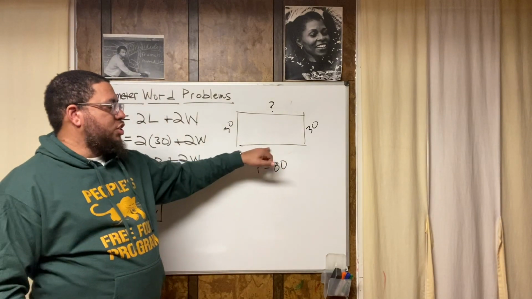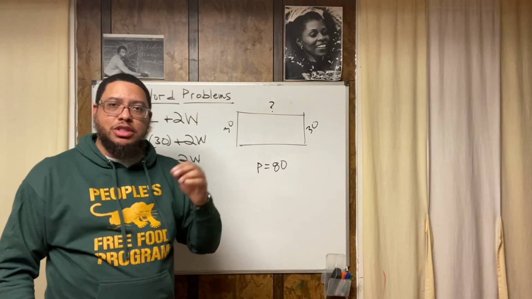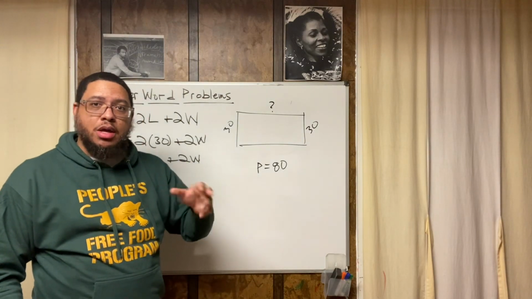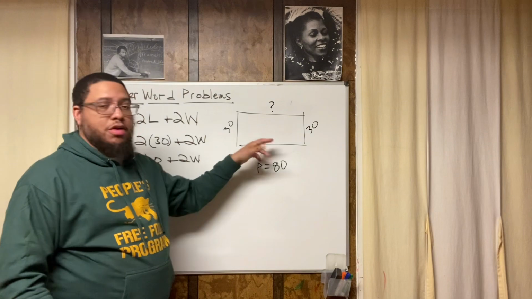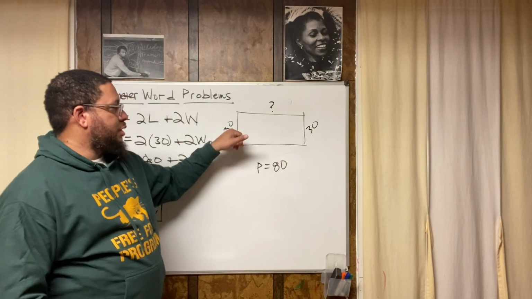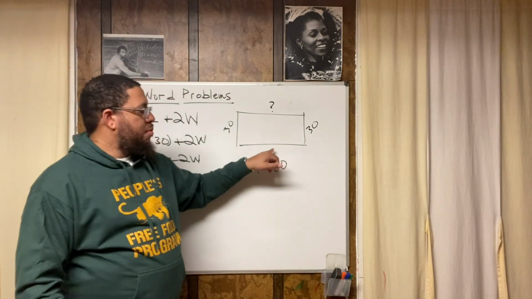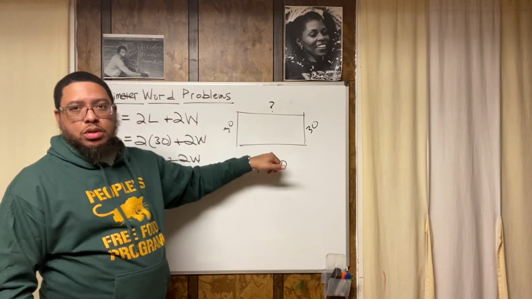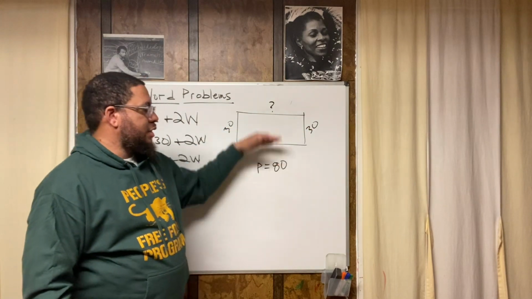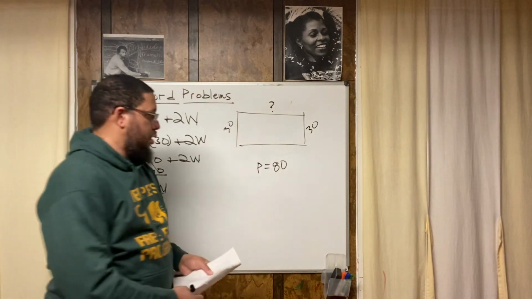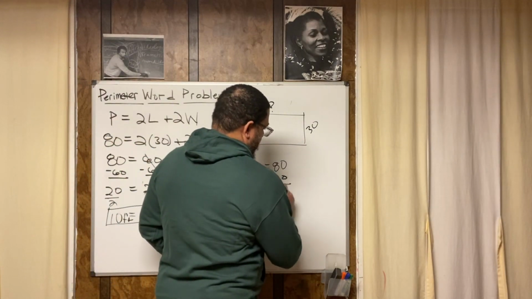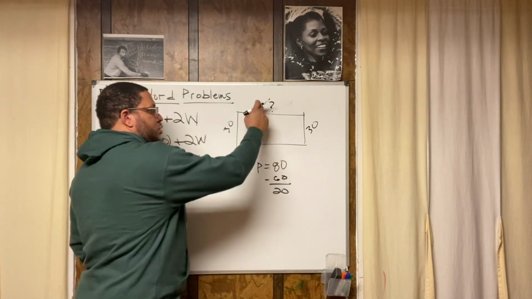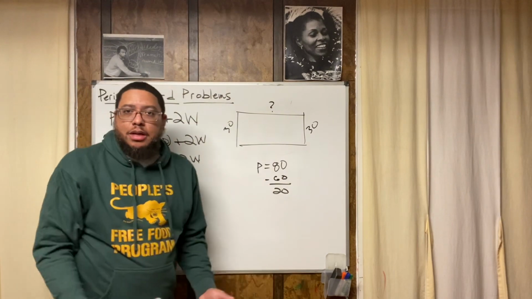I also know that this is a rectangle, and I have to know a little something about geometry and how rectangles are set up. Rectangles have 2 pairs of congruent sides. Just like both of these sides are 30, both of these sides have to be the same too. So if these are 60, take the 60 away from the 80, that leaves you with 20, right? So that means that these two sides have to add up to 20.